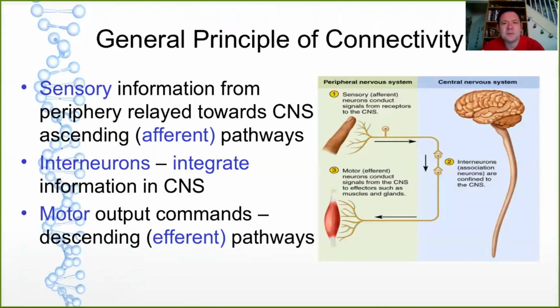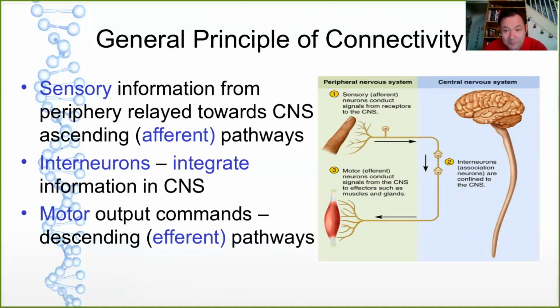So the general principle of connectivity. Sensory neurons sense things, and then when they fire, they send signals in an afferent direction to the central nervous system. Within the central nervous system, we have interneurons, which are the neurons that do the processing. Then a decision is made and signals are sent outwards in the efferent direction via motor neurons to different parts of the body.